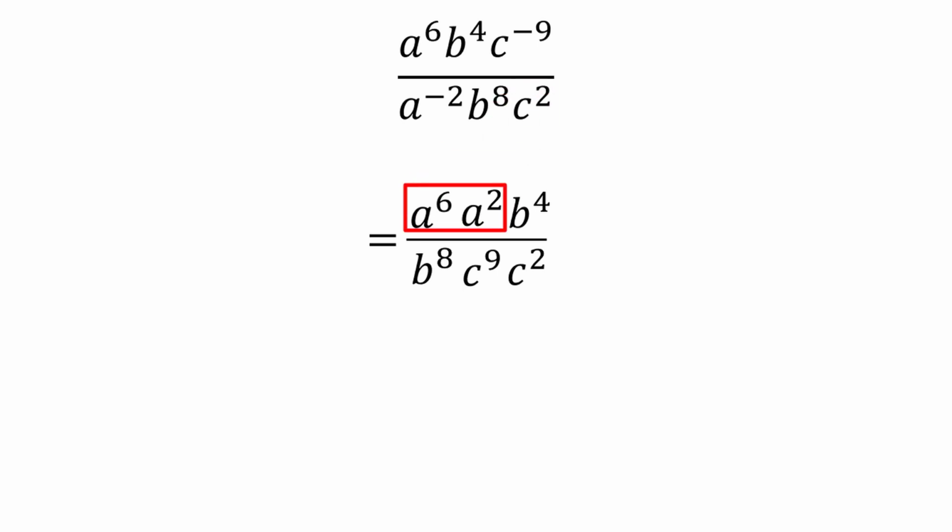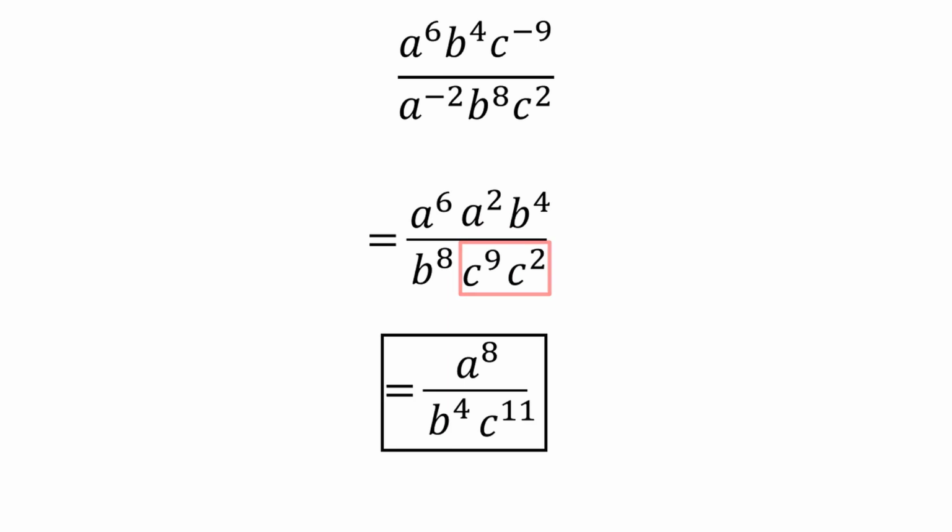A to the sixth times a squared is equal to a to the eighth power. For the b's, we can subtract the powers, 8 minus 4, to get 4, which can be written on the denominator, as that is where the higher power was. C squared times c to the ninth power is c to the 11th by adding the exponents. Our final answer is a to the 8th power divided by b to the 4th power times c to the 11th power.